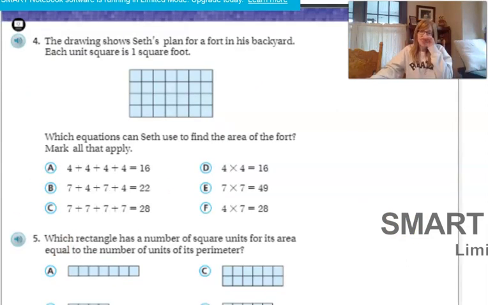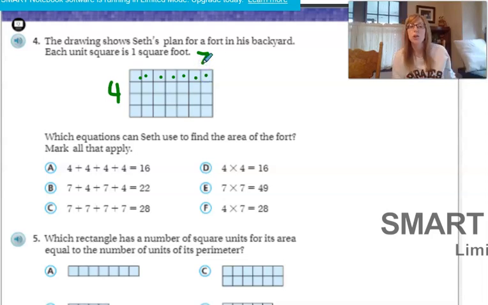Okay, so we're moving on to the next page. And it says the drawing shows Seth's plan for a fort in his backyard. Each unit squared is 1 square foot. They want to know which equations. So it's plural, so we know it's going to be more than one. Which equations can Seth use to find the area of the fort? So first off, we want to figure out what numbers we would use for the area. So go in and count the sides. 1, 2, 3, 4. So there's 4 on that side, and then 1, 2, 3, 4, 5, 6, 7.